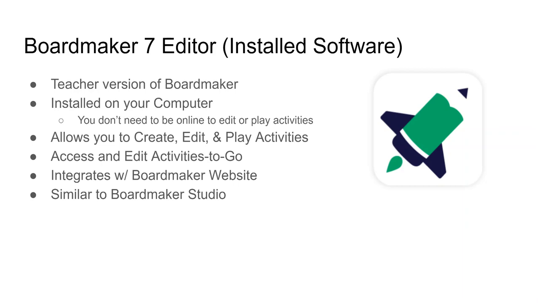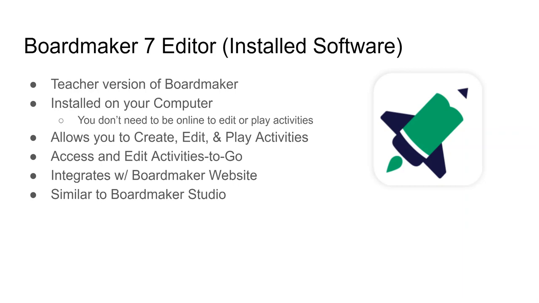The Boardmaker 7 editor allows you to create new activities, edit existing activities, and play activities. It also lets you edit activities to go, so those activities that you could download from the Boardmaker website that are pre-made by Boardmaker, you can edit those within this new installed software. The Boardmaker 7 editor also integrates with the Boardmaker website, so the new website is myboardmaker.com. And there are portions of the Boardmaker 7 editor. If you click on the community tab in that installed software, it will actually open a browser window and take you to the website so that you can access those shared activities.